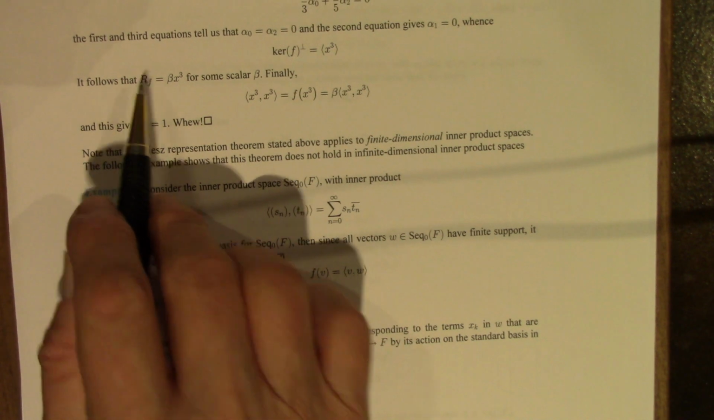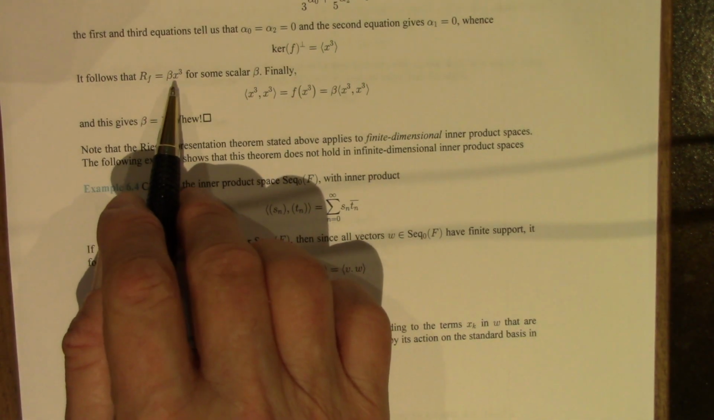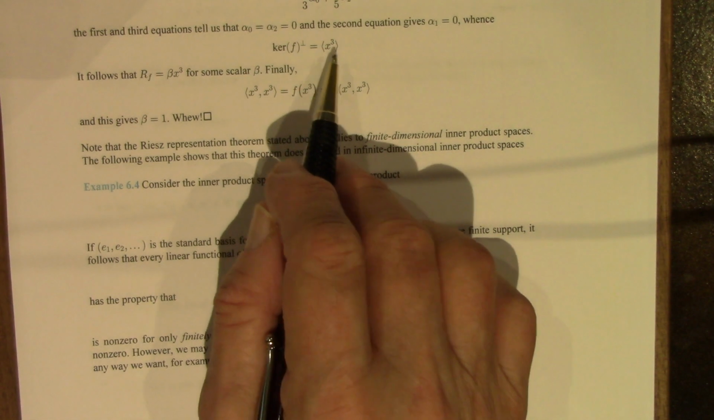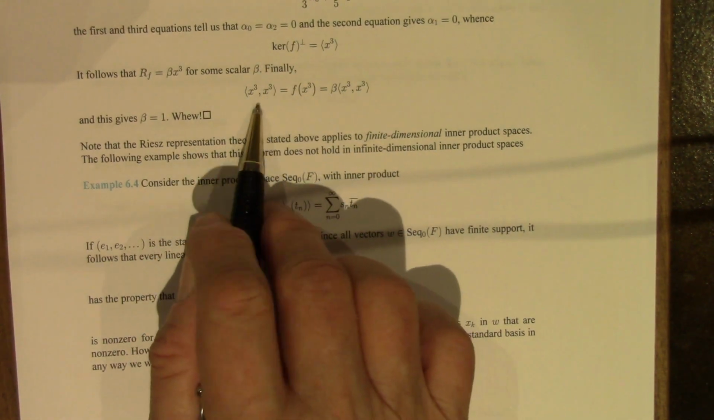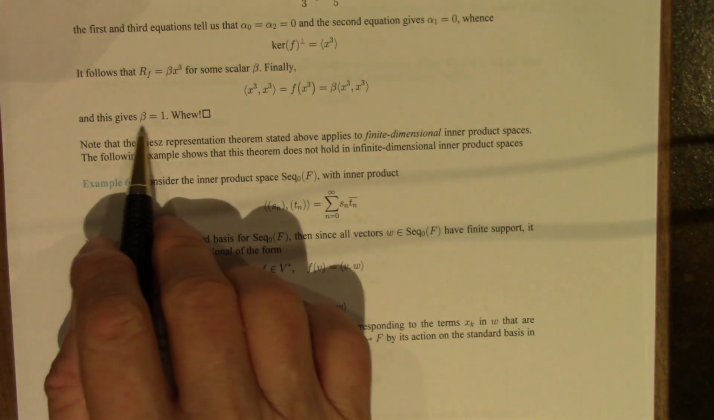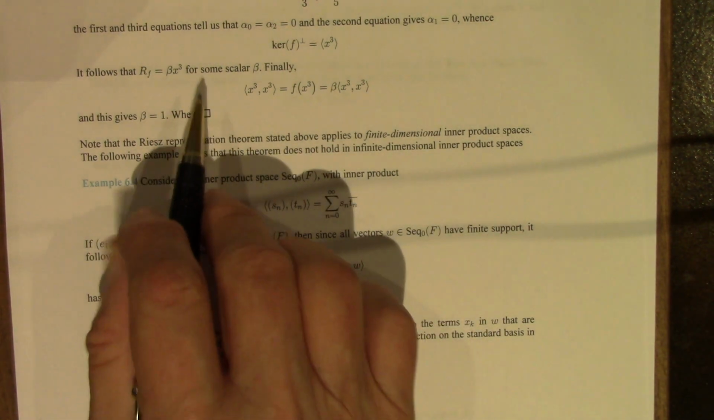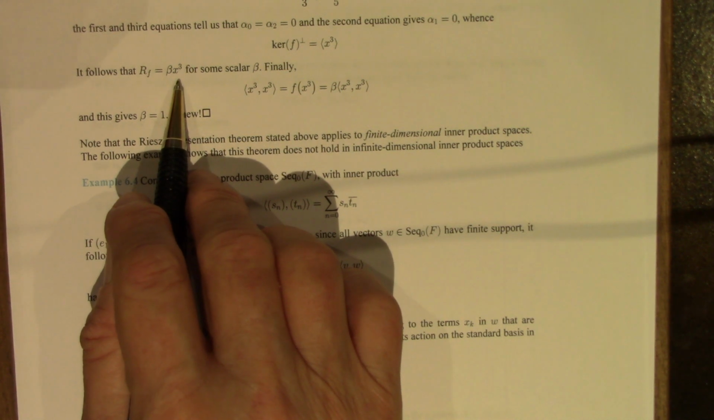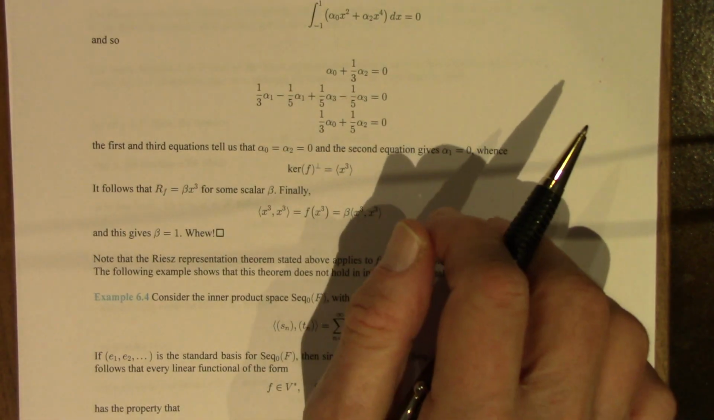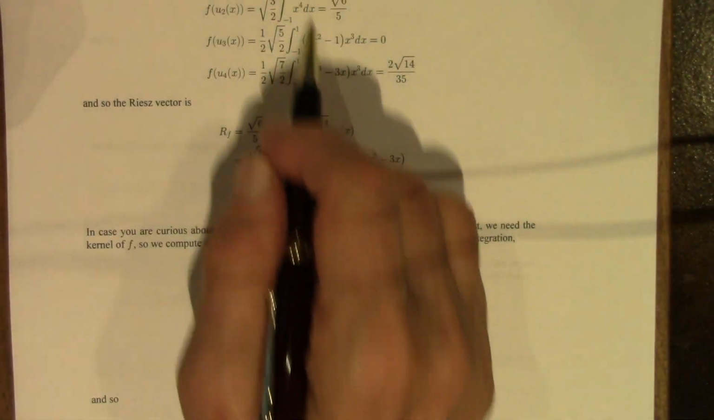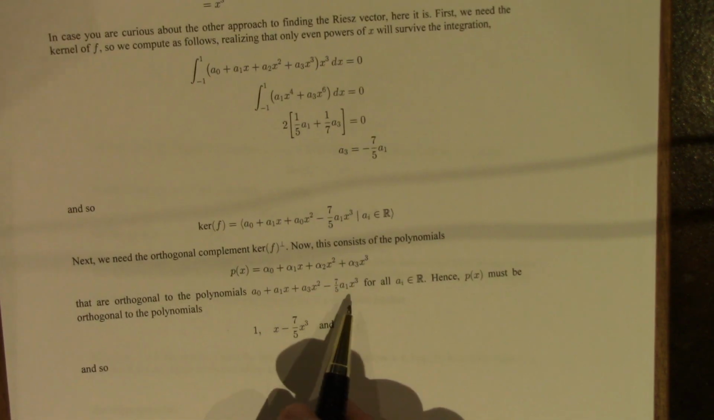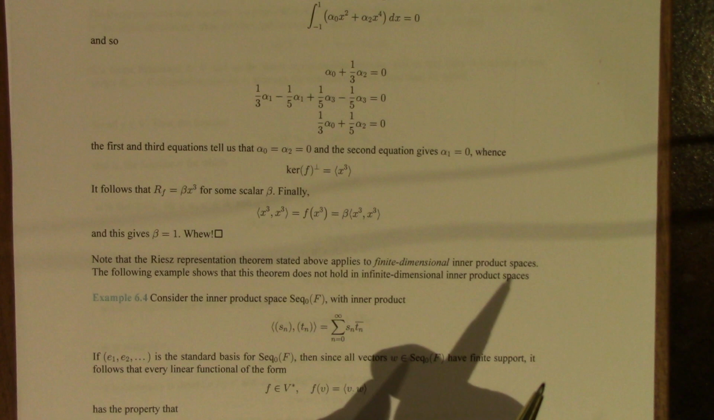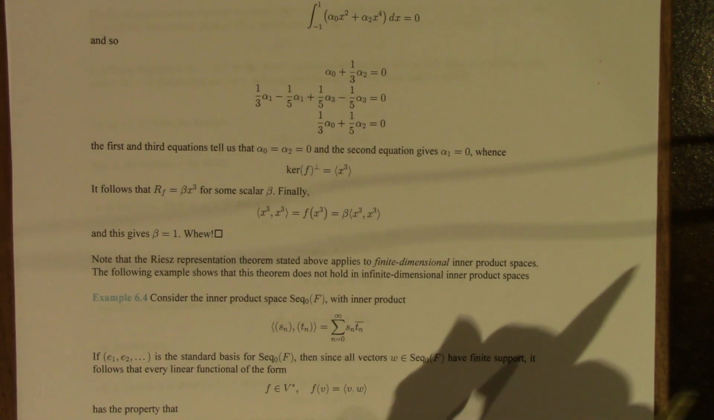And therefore the Riesz vector is a multiple of x cubed. Did I say x3? X cubed. Okay, for some scalar, and we can compute the scalar, which turns out to be 1. And so the Riesz vector is x cubed. So we have two dramatically different approaches to computing the Riesz vector. And fortunately for me, they both come out to be x cubed.